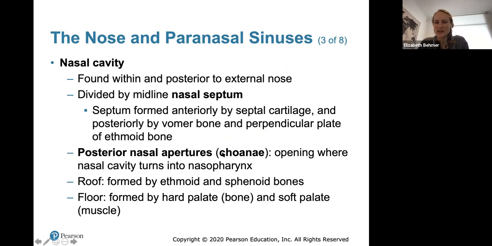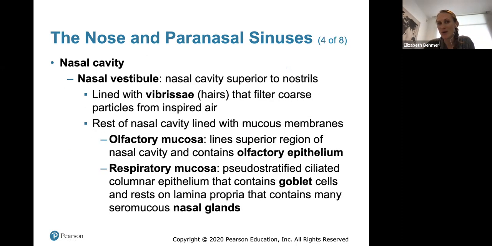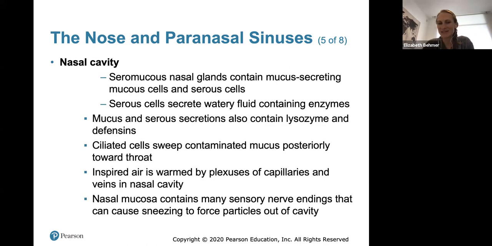You have posterior nasal apertures, or choanae, which are the openings where the nasal cavity turns into the nasopharynx, which is the throat behind the nasal cavity. The roof is formed by your ethmoid and sphenoid bones, and the floor is formed by the hard palate and soft palate above the mouth.